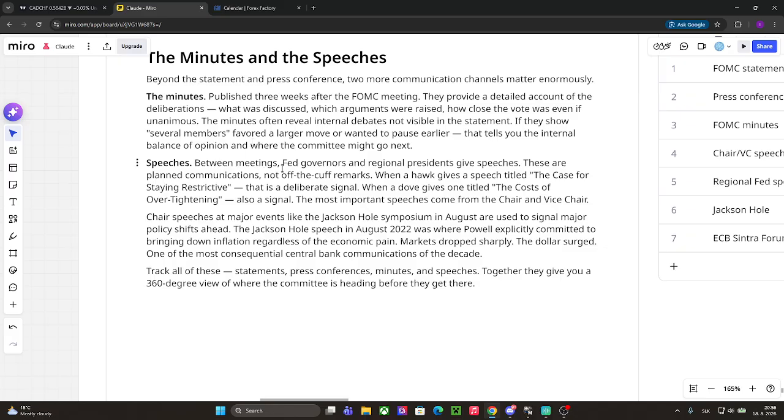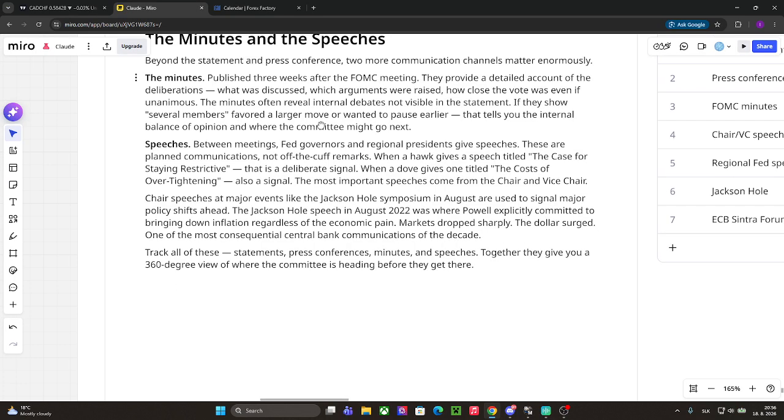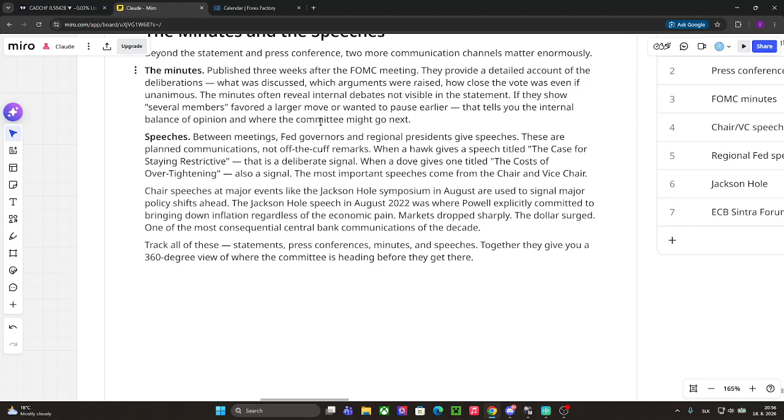Speeches. Between meetings, the Fed governors and regional presidents give speeches. These are planned communications, not off-the-cuff remarks. When a hawk gives a speech titled "The Case for Staying Restrictive," there is a deliberate signal. When a dove gives one titled "The Cost of Over-Tightening," also a signal.